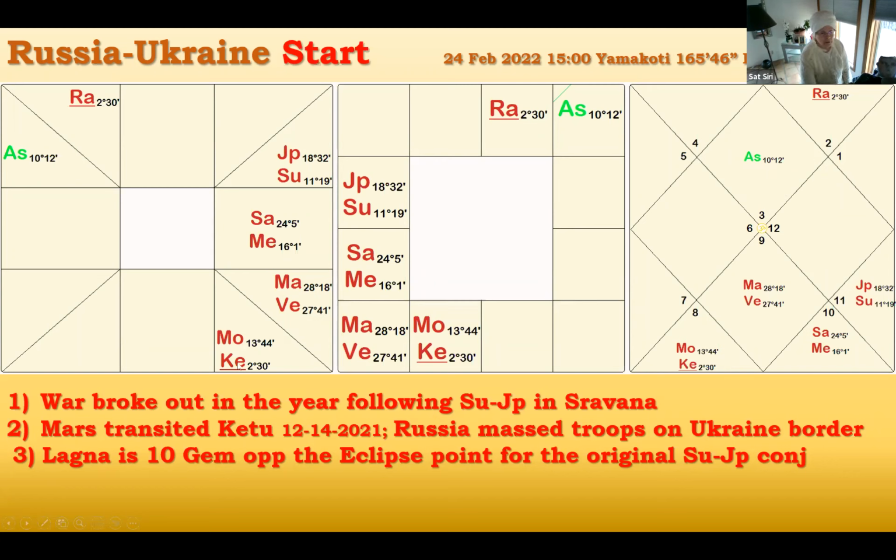So this was my point earlier, that when you use these Yamakoti charts, you see these incredible bullseye hits of confluence with things. It's a great technique to have in your arsenal of studying mundane charts, because it gives you a least common denominator for all the charts to relate them to each other.